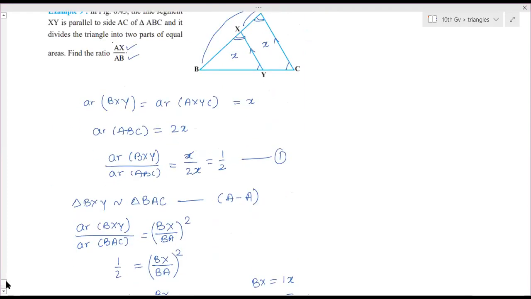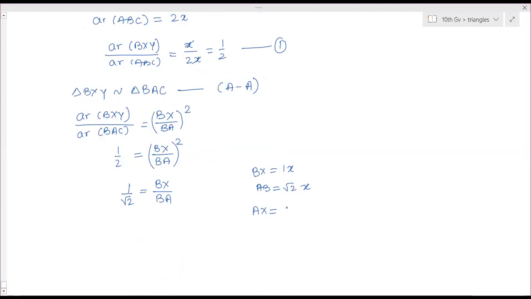Root 2x minus x. AB minus BX, right? AB minus BX, that is equal to root 2x minus x. So x into bracket root 2 minus 1 is the value of AX. Now they are asking the ratio of AX by AB. X into root 2 minus 1 by root 2x.